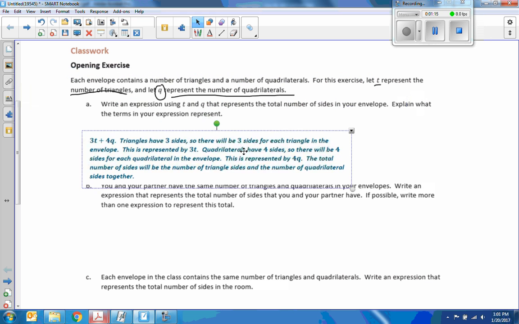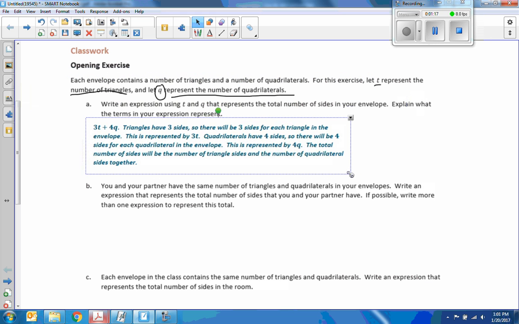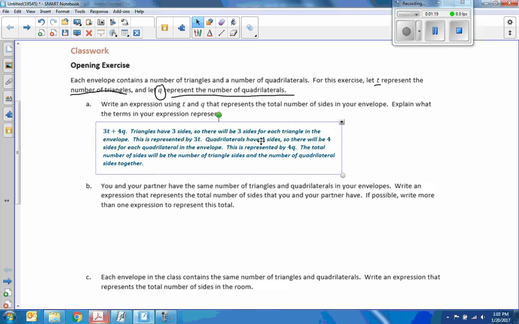Everybody had different shapes, but they had the same amount of shapes. So everyone's answer should be 3t plus 4q. I had placed 3 triangles and 4 quadrilaterals in every folder. The quadrilaterals were different, but the triangles were the same. So triangles have 3 sides, so there will be 3 sides for each triangle in the envelope. This is represented by 3t. 3 sides per triangle. That's what 3t means.